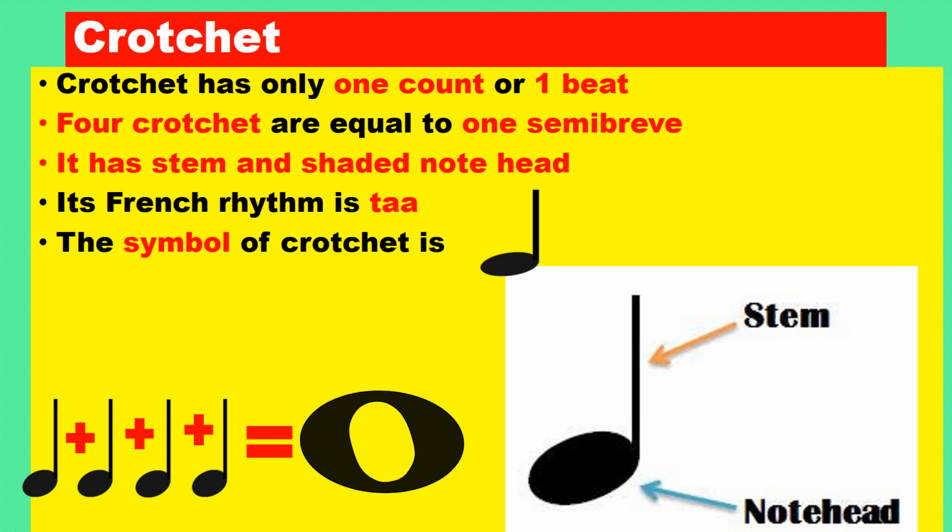Now if you add 2 crotchets, you will get a minim. If you add 4 crotchets, you will get a semi-breve. This is the part of the crotchet. It has a stem and it has a note head, which is shaded.